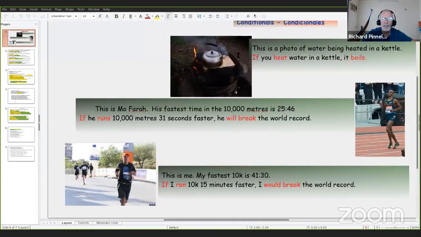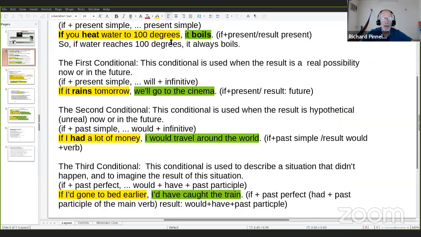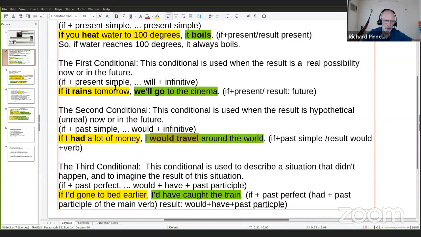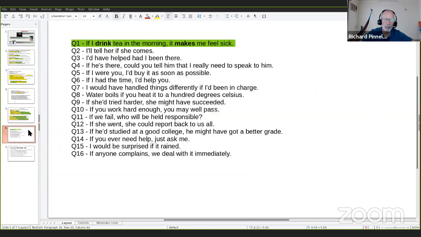Remember the conditionals here, look. 0 conditional. Present simple, used for things that are always true. First conditional, present simple, future simple, used for things that are real possibilities now or in the future. Second conditional, past simple and would plus verb, used for imaginary situations now or in the future. And finally, the third conditional, used for imaginary situations in the past with the past perfect here, and would plus have plus caught here. So what two tenses is this?